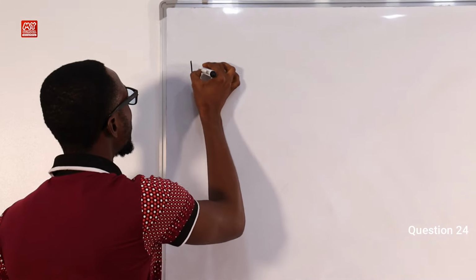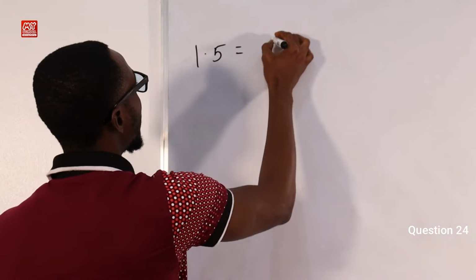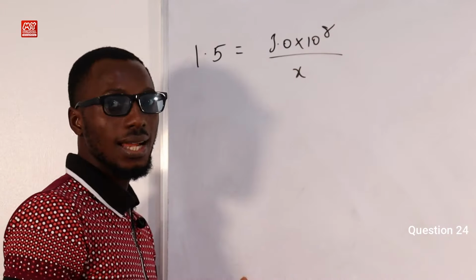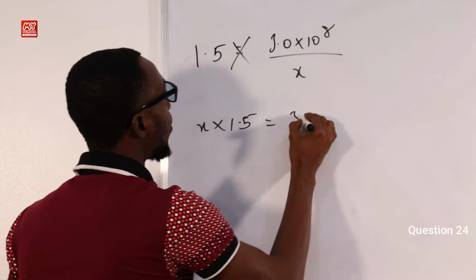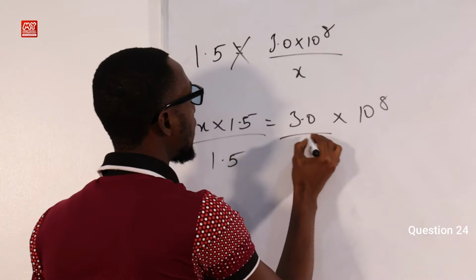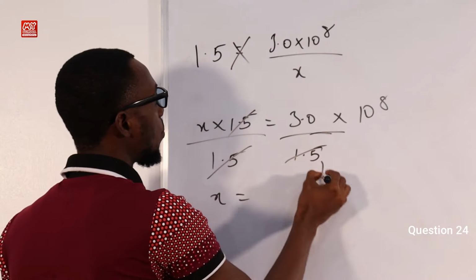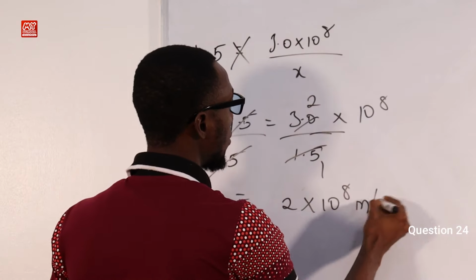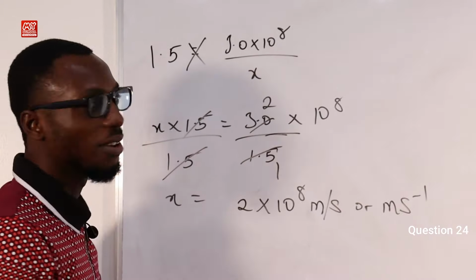So we have refractive index, which is 1.5, the velocity of light in vacuum, or we're talking about air, okay, that is 3.0 times 10 raised to the power 8 over the velocity of light in that liquid. When we cross multiply, we have x times 1.5 equals 3.0 times 10 raised to the power 8. Dividing both sides by 1.5, x equals 2 times 10 raised to the power 8 meter per second. Okay, so this is the velocity of light in that liquid.